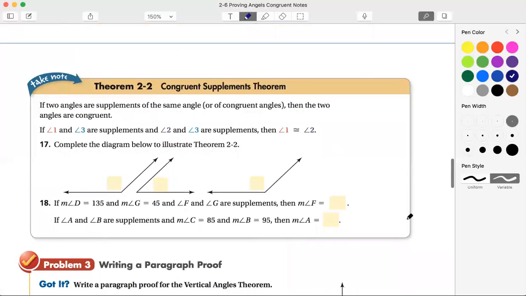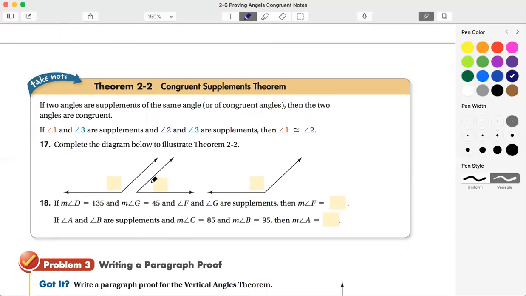So, congruent supplements theorem. If 2 angles are supplements of the same angle or of congruent angles, then the 2 angles are congruent. Okay, so if angle 1 and 3 are supplements and angle 2 and 3 are supplements, then angle 1 and 2 must be congruent.